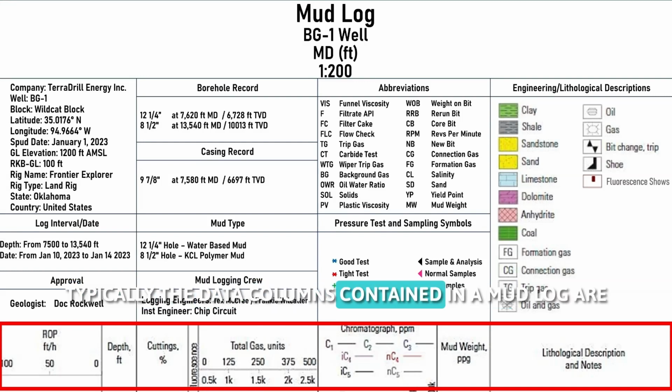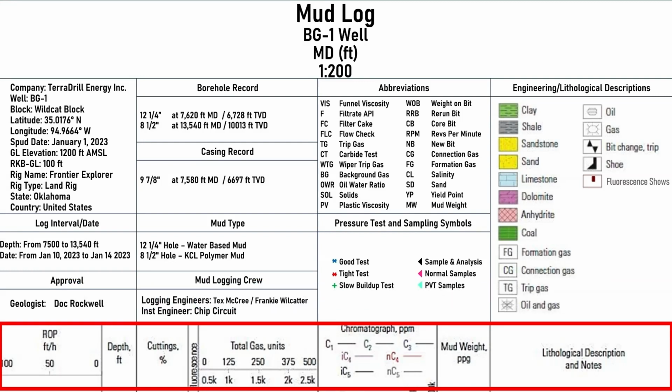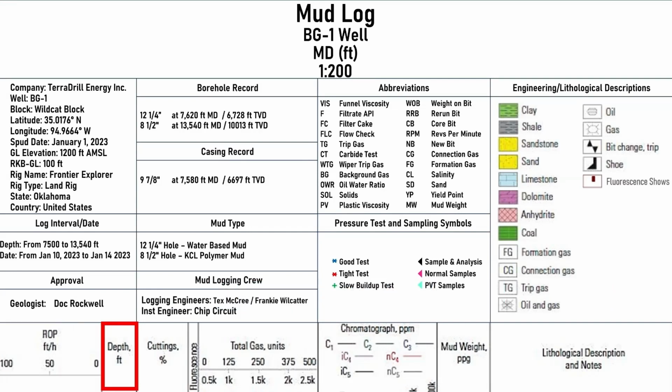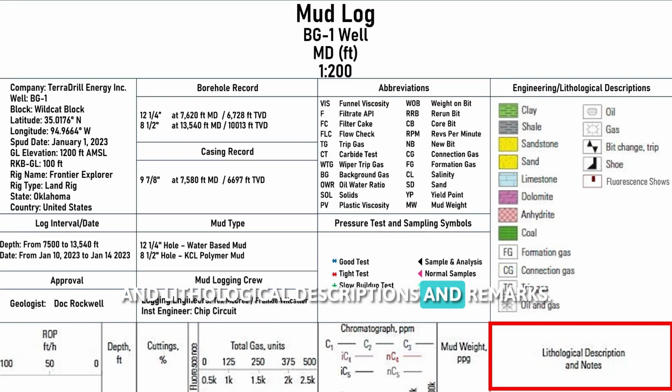Typically, the data columns contained in a mud log are ROP or rate of penetration, depth, cuttings percentage, fluorescence, total gas units, chromatograph, mud weight, and lithological descriptions and remarks.